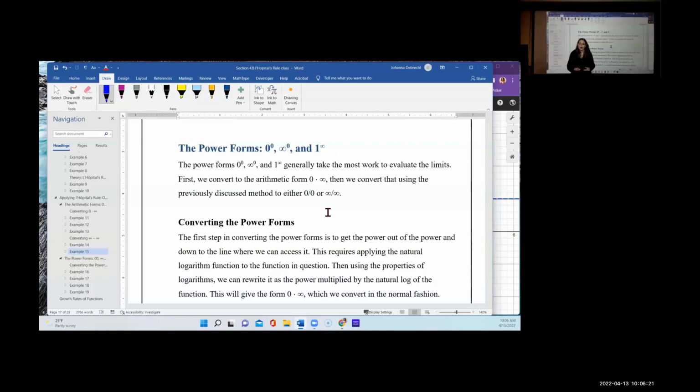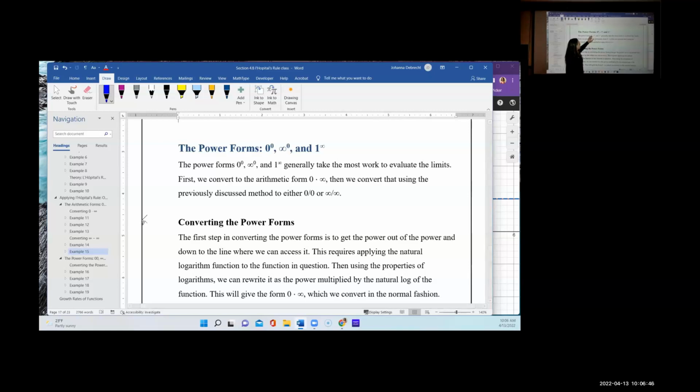The power forms are probably my favorite forms to work L'Hopital's rule on because, I don't know why, I just like them. Maybe because they're the ones that come up the most often in calculus too. So it's more common for me to work on them. They do generally take the most work because they have to be transformed twice.